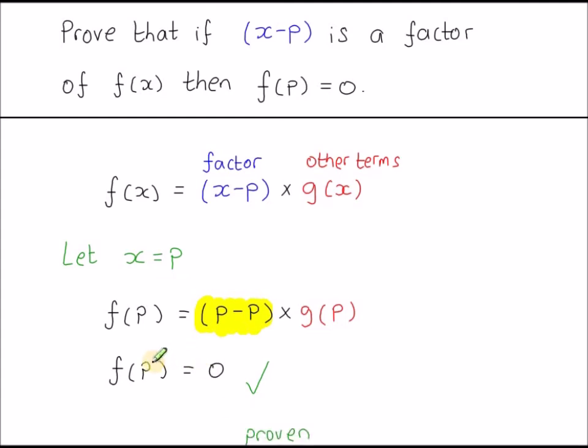And 0 represents the remainder, which means that x minus p is a factor because the remainder is 0. This is basically the factor theorem.